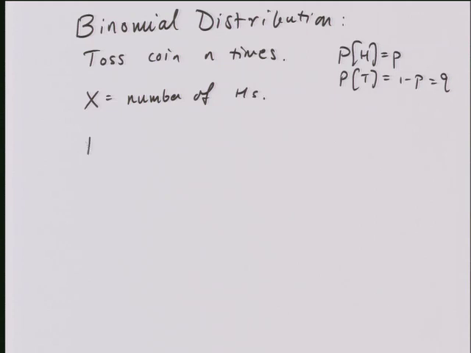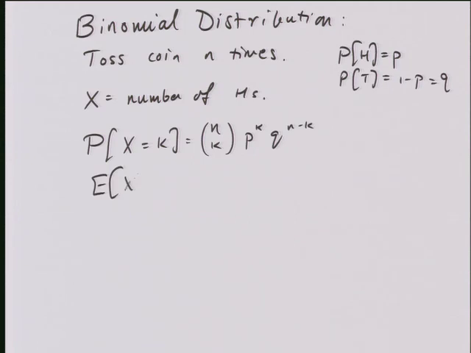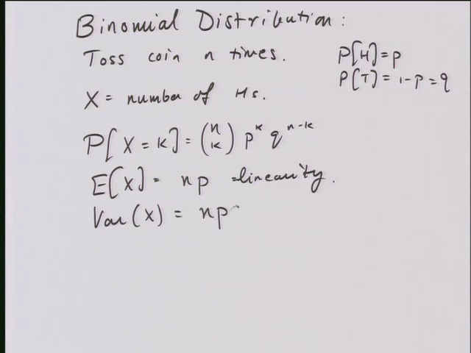So the probability x equal to k is just n choose k, p to the k, q to the n minus k. The expected value of x is just n times p, right, by linearity of expectations. The variance of x is equal to n times p times q.